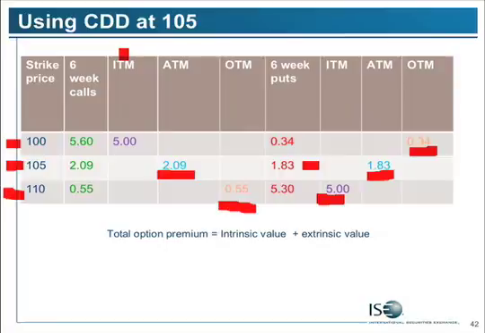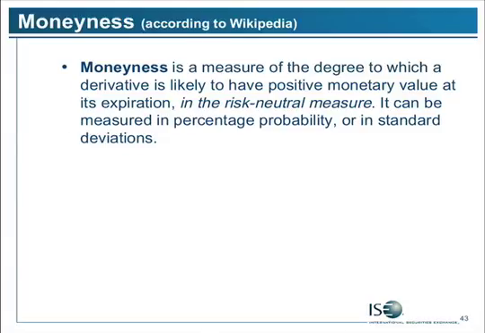So moneyness, according to Wikipedia, is just a measured degree to which the derivative, remember, options are a derivative, is likely to have a positive monetary value in a risk-neutral measure. It can be measured in percentage probability or in standard deviations.